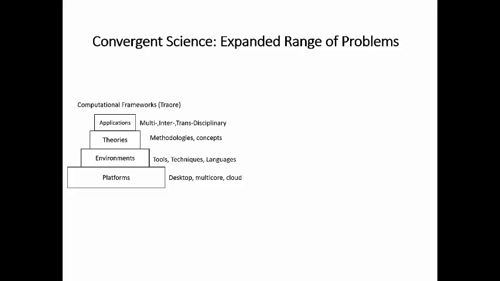This expanded range of problems is put in the context of a term that's starting to be used called convergent science, which is illustrated here in the context of computational frameworks as conceived by Mamadou Traoré, which conceives of computational frameworks as based on platforms with supporting environments that provide tools, techniques, languages, theories, methodologies and concepts for particular kinds of computational frameworks. And they have their applications in different disciplines. And traditionally, the disciplines have been very isolated from each other, more or less.